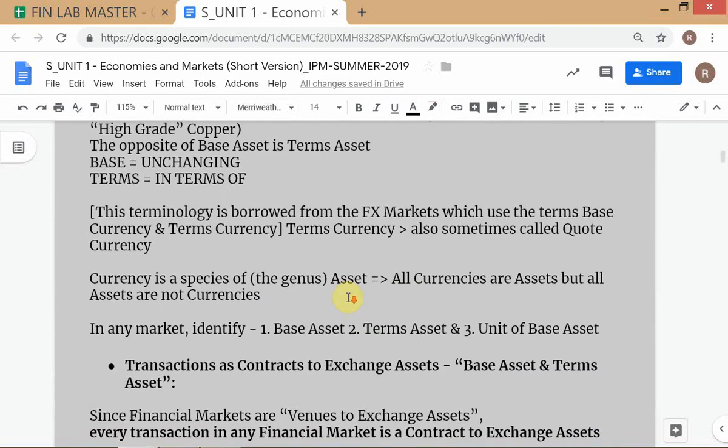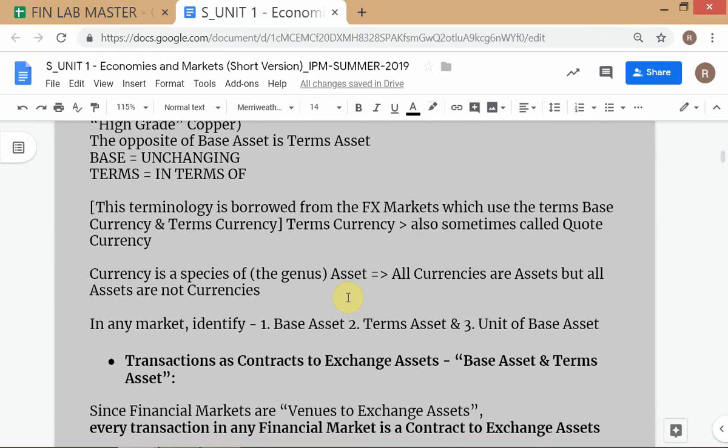Base asset. The reason I borrowed this from the currency markets and extended it to the entire universe of assets is that currency is a species of asset. So the market terminology we use in the currency markets, base currency and terms currency, we can apply across the board to all assets by using the more general terms base asset and terms asset. Are you following my logic? Yes, everybody? Okay, that's what we are doing.